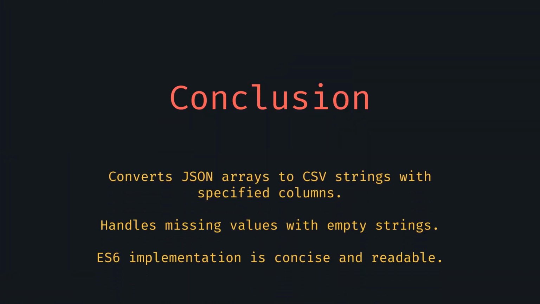In summary, this program is a robust solution for exporting JSON data to CSV format. It focuses on specific columns, handles missing values gracefully, and generates a well-formatted output. The ES6 version further streamlines the code for better readability and maintainability.